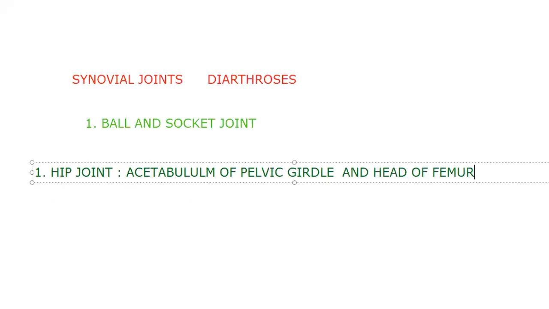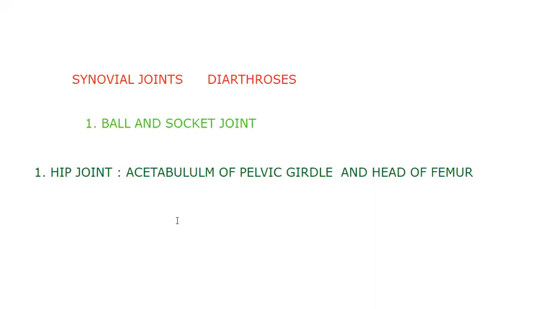Now here we said ball and socket, isn't it? So who is ball? Who is socket? That we need to write here. The acetabulum of pelvic girdle is the socket. Then who is ball? Head of femur is the ball. So that's what we said, ball and socket joint. In the socket of acetabulum of pelvic girdle, the head of femur is going to connect. So we say such kind of joint is a ball and socket joint.